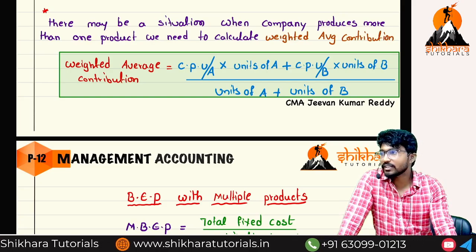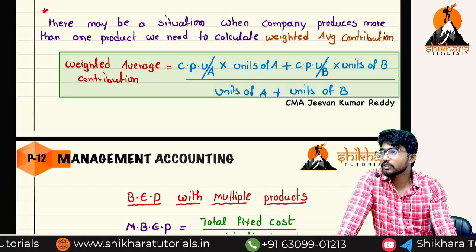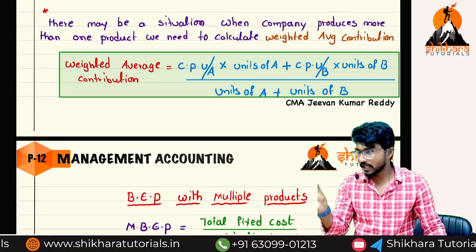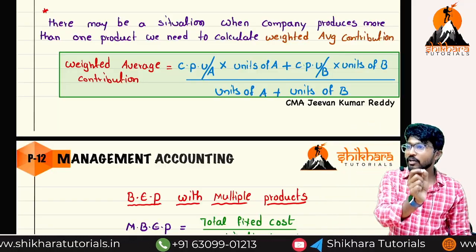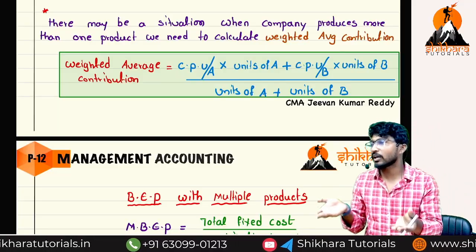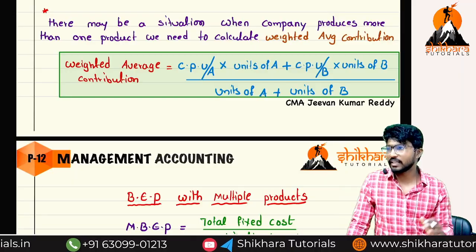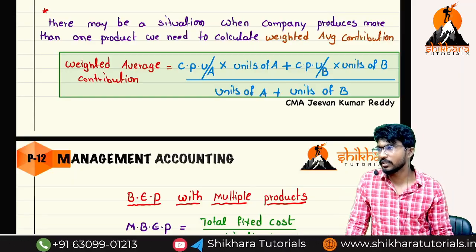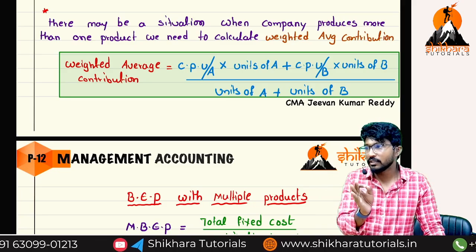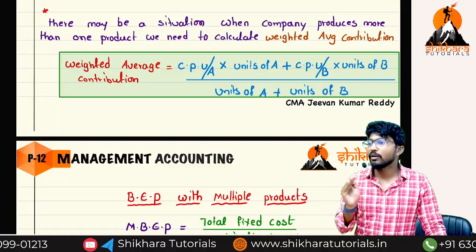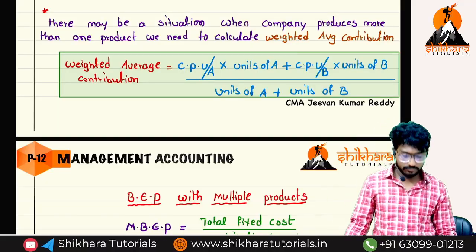How to calculate weighted average contribution? Number of units of A into contribution per unit of A, plus number of units of B into contribution per unit of B, divided by total number of units. How to get the weighted average? It is the same formula for calculating all weights. We use this type of formula only. Total number of units means units of A plus units of B.